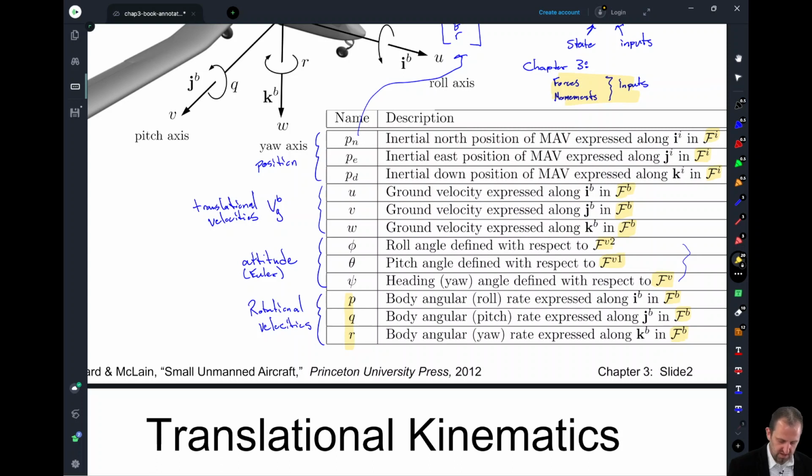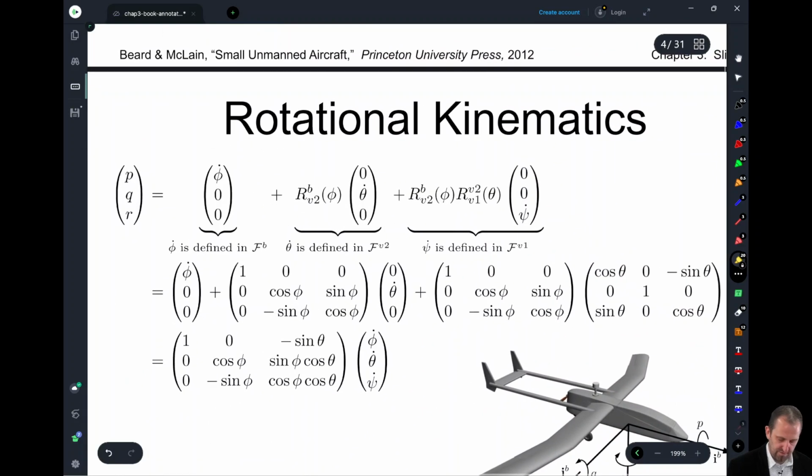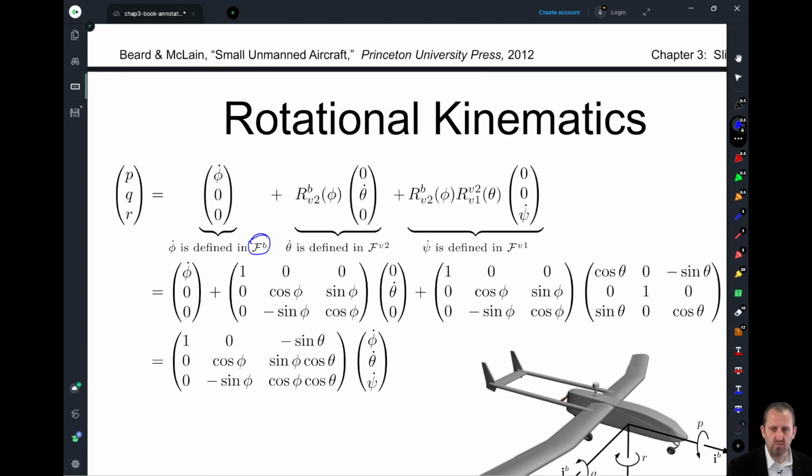So our rotational velocities are defined in the body frame, and our attitude is defined in vehicle 2, 1, and the vehicle frame. Now, right here, if we look at phi dot, we say that it's defined in the body frame. The reason that phi dot is defined in the body frame, where phi, we said, is defined in the vehicle 2 frame, gets a little confusing, right? Because we say that phi dot is in the body frame.